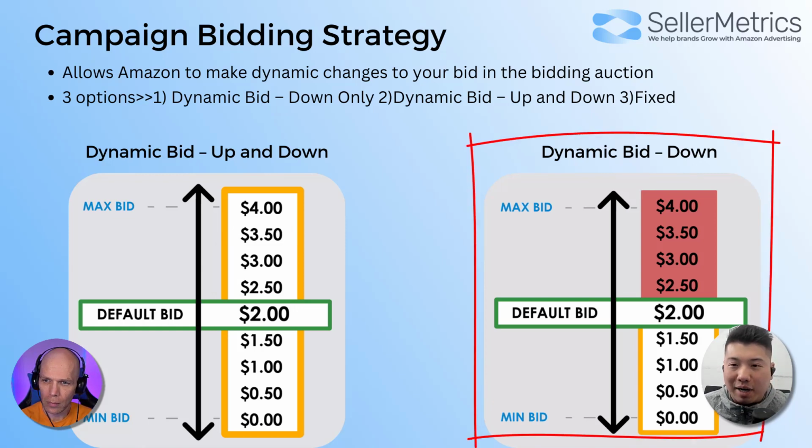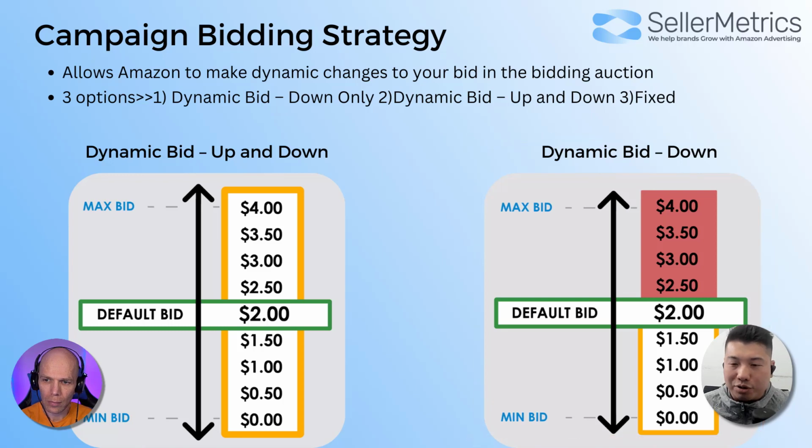And for dynamic down only, it only allows Amazon to bid down, right? If it's less likely to convert, then it'll bid down up to 100%, which is like 0. And basically for this, the ceiling for what you can actually bid would be your offer bid of $2.